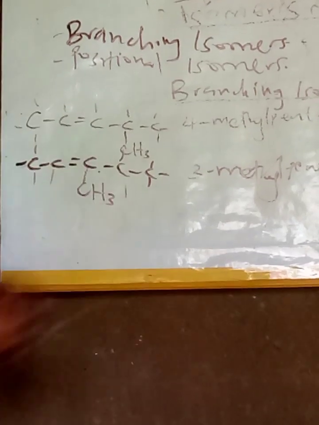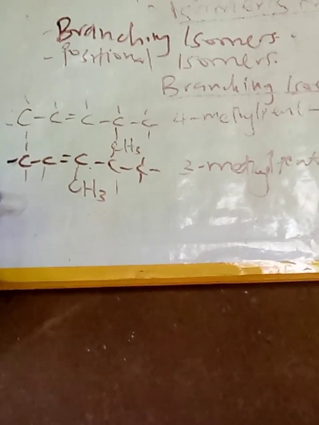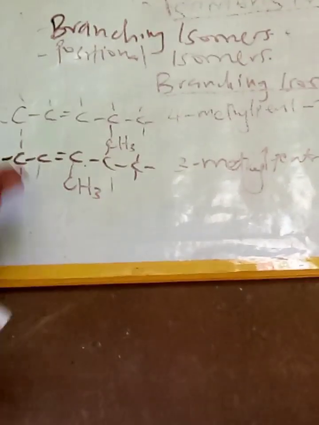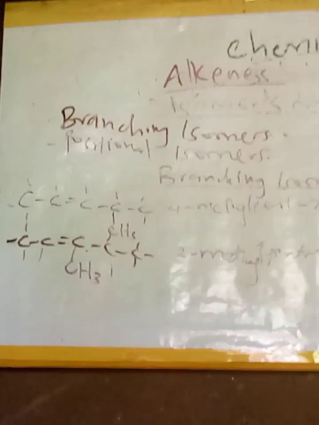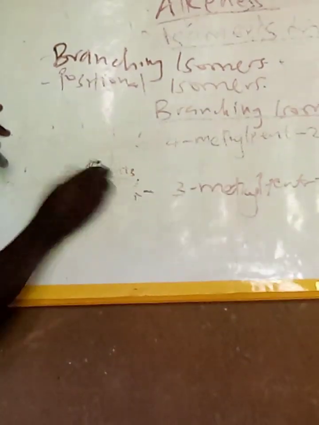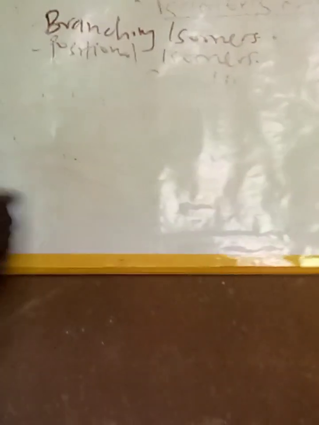Then you play with the branch. Then after playing the branch, you ensure that all possible isomers are out. Then you start playing with the positional. Now for the positional isomer, I will not talk much on branching because I taught it on alkenes, or when you are doing alkenes. So I will not dwell much on it. Let's move on to positional isomer, which is the simplest isomerism.